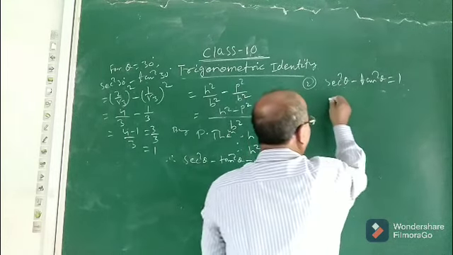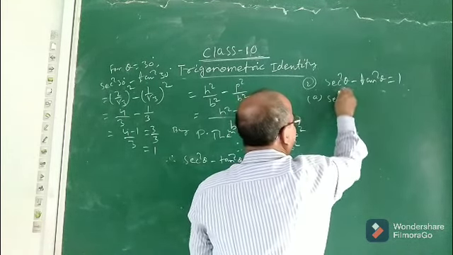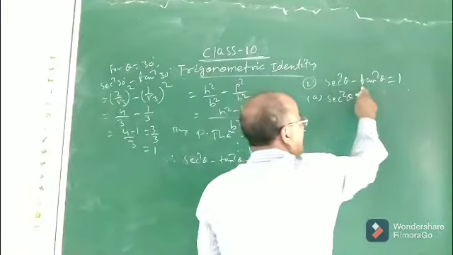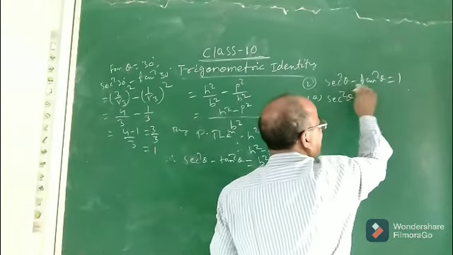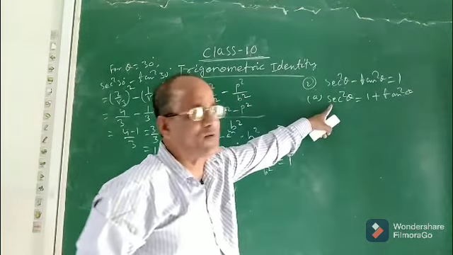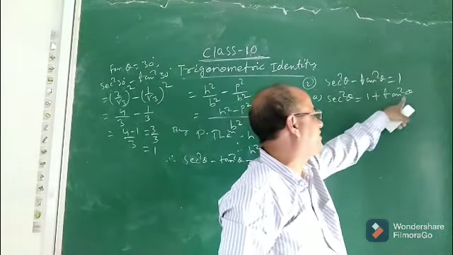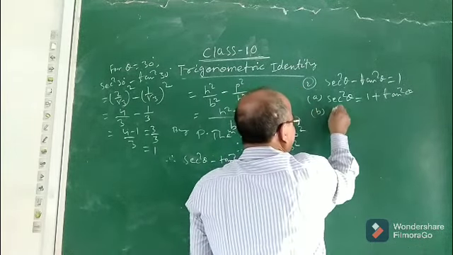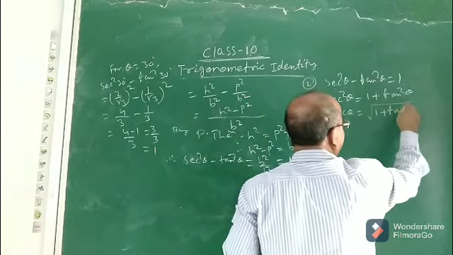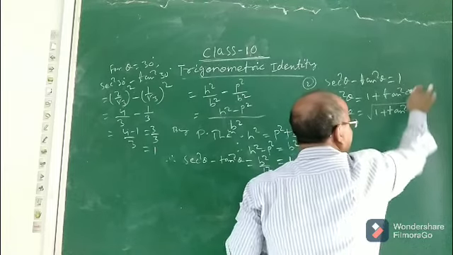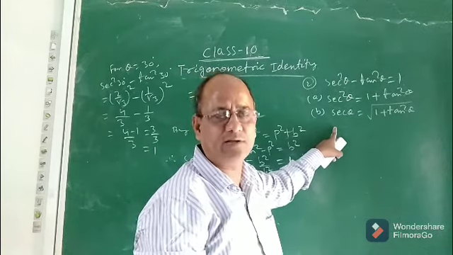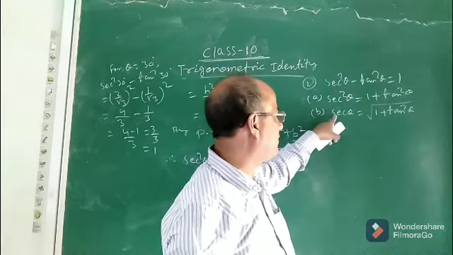If sec square theta minus tan square theta is 1, then what will be sec square theta? What will be the formula for sec square theta in terms of tan square theta? You take this tan square theta to the right hand side. Here it is minus, there it will become plus. So the formula for sec square theta in terms of tan theta is 1 plus tan square theta. And you can easily find the value of sec theta. Sec theta will be the square root of 1 plus tan square theta. Children, these are also sub-identities. You have to remember them, because if you do not remember all these, you cannot prove trigonometric identities, which will be discussed later.